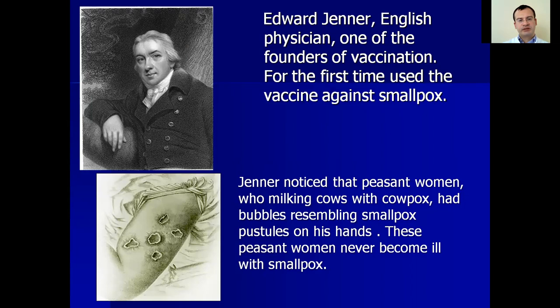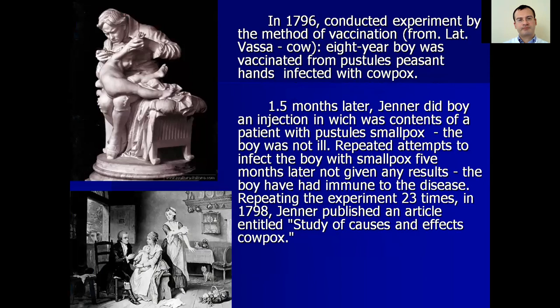Edward Jenner noticed that a peasant woman who milked cows with cowpox had bubbles resembling smallpox pustules on her hands. This peasant woman never became ill with smallpox. In 1796, he conducted experiments by the method of vaccination. An 8-year-old boy was vaccinated from the pustulous hands of the peasant woman infected with cowpox.